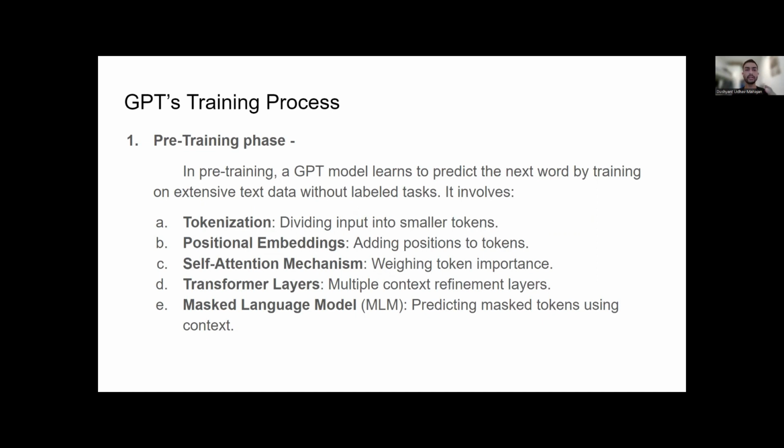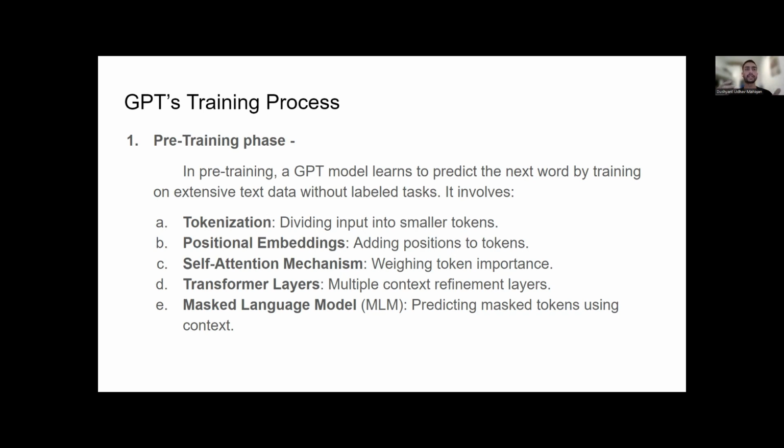Tokenization. The input text is divided into smaller units called tokens. These tokens can be as short as a single character or as long as a word. Then we also consider the positional embeddings, adding positions to the tokens. GPT models don't have an inherent understanding of the order of words in a sequence, right? To overcome this, positional embeddings are added to the token embeddings. These embeddings encode the position of each word in the sequence.